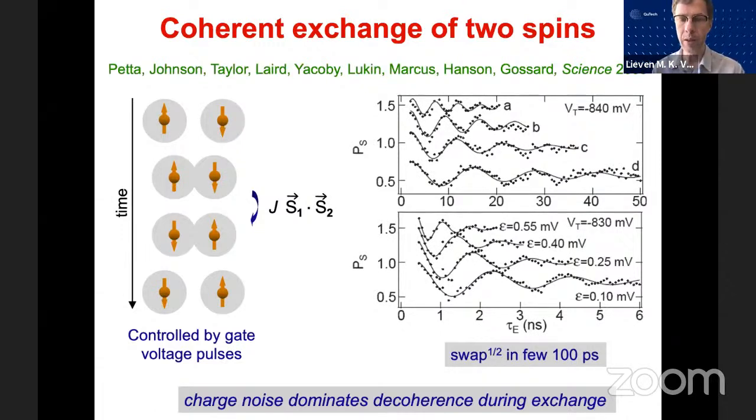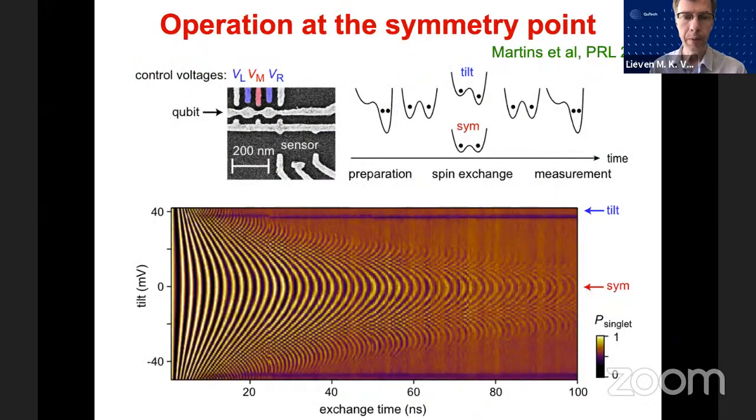Note that these exchange oscillations can be very fast. The time scale here is nanoseconds, and some of the periods here are sub-nanoseconds. Note also that they decay quickly. It's because of a combination of charge noise and nuclear spin noise. This was gallium arsenide back then, but also charge noise. And the reason that charge noise was also affecting the oscillation is that that first experiment was done away from the so-called sweet spot or symmetry point.